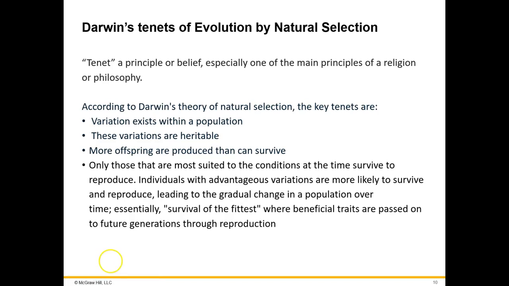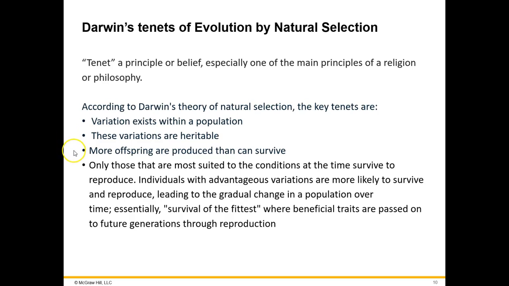Darwin had these tenets of evolution by natural selection, and usually this word is mainly used in a religious or philosophy context, but considering he was alive in the 1800s, it makes sense that he used this terminology. So basically think of them as the main principles of natural selection. The first of which is that variation exists within a population. A population is not going to only express one kind of phenotype. Also, these variations are heritable, which means they can be inherited.